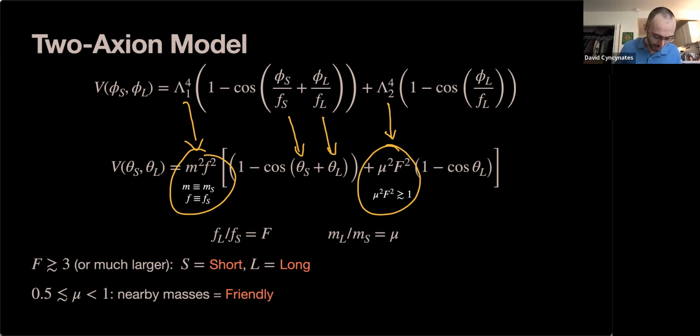And in this particular potential that we've chosen, the mass ratio needs to be smaller than 1, but not too far from 1. This basically says that the long axion needs a smaller mass than the short axion. It could, in fact, have been the other way around. This depends on the particular form of the potential. So this particular window is model dependent, but the fact that mu has to be within some order 1 interval is not. That's the condition of friendliness, and that's generic.